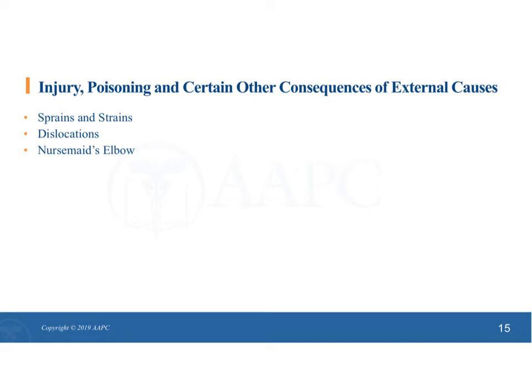Nursemaid's elbow is a partial dislocation of the elbow, or proximal radial head dislocation. It is most common in small children and is caused by a sudden pull on the child's arm or hand. It is rarely seen in older children because the muscles and ligaments are stronger. Usually it is treated easily by manipulating the elbow into a flexed position while rotating the forearm.